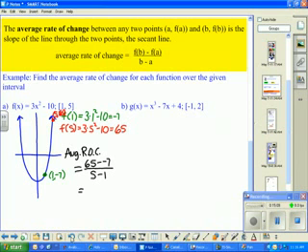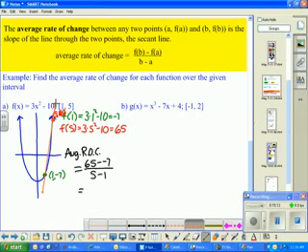So the line connecting those 2 points, that's what we're looking for, is going up. So I know it should be a positive number, which I'll have 72 over 4, which is a positive number, so it's 18.